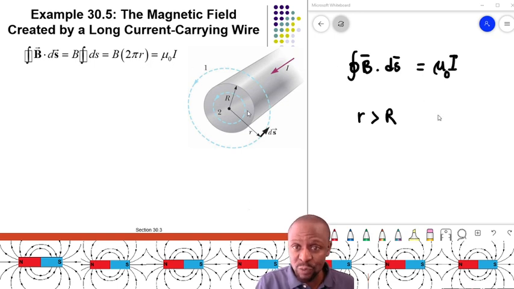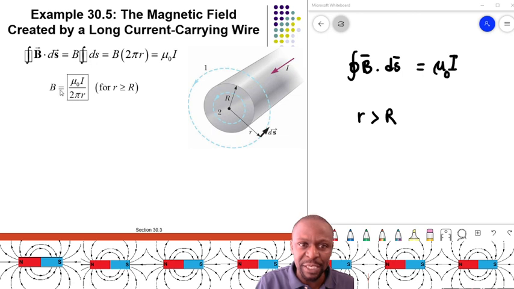Now, the current enclosed for this loop is nothing else but just I. Therefore, if you rearrange the equation, the magnetic field is given by this equation for r greater than big R. Now, let us also do it for r less than big R.